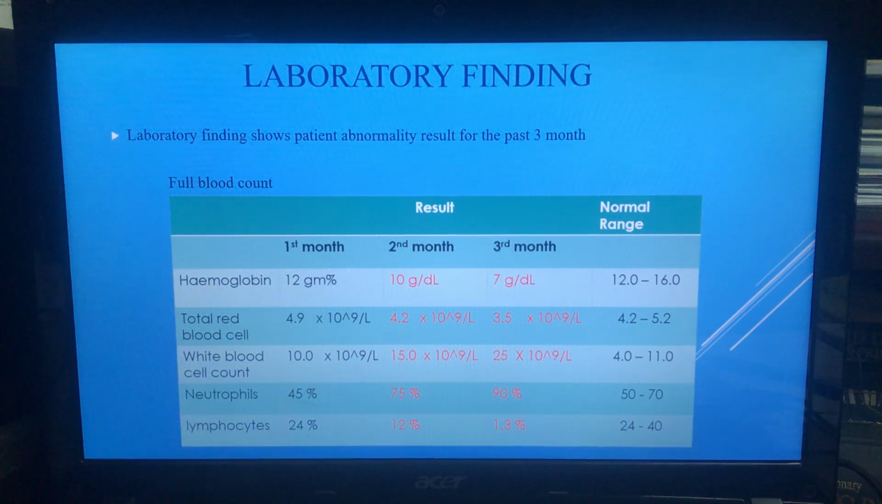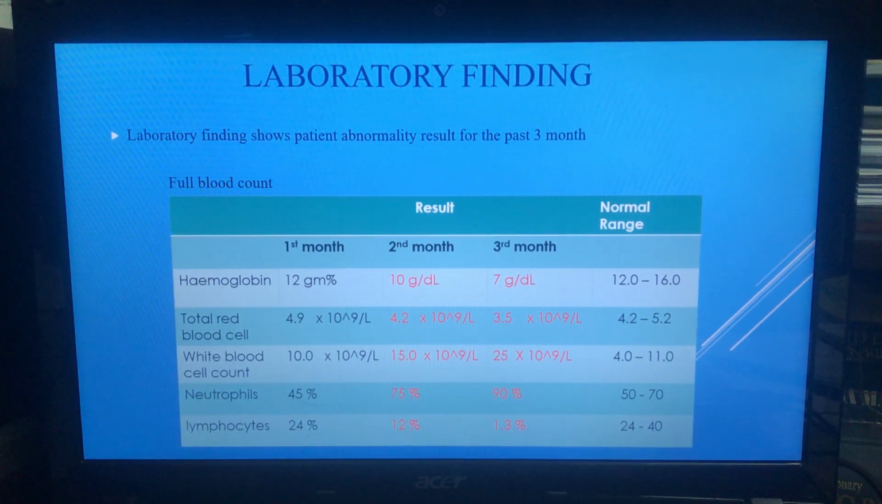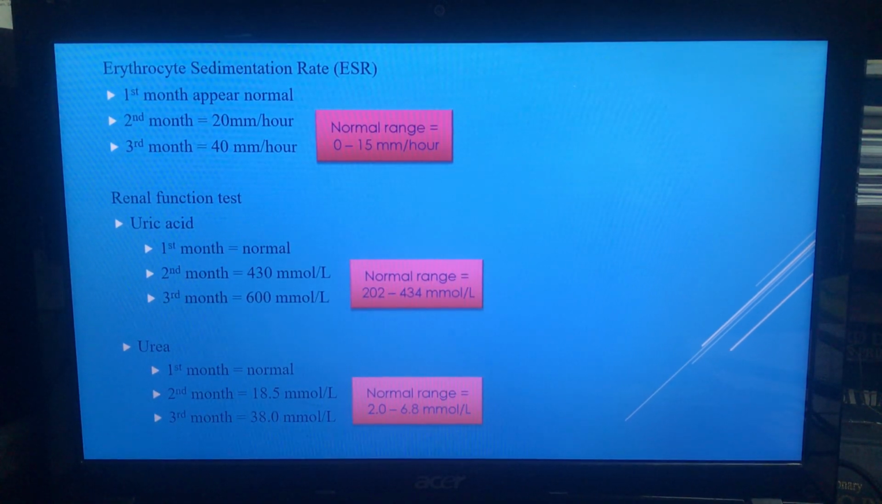Based on this result, the patient produced an abnormal result in the second and the third month of the following parameters, including hemoglobin, total red blood cell, white blood cell count, neutrophil, and lymphocyte. Second is erythrocyte sedimentation rate. The patient produced an abnormal reading of ESR in the second and the third month of 20 mm per hour and 40 mm per hour respectively.